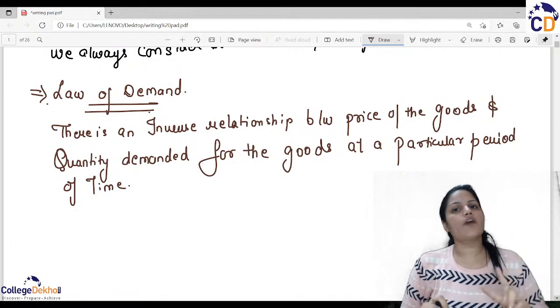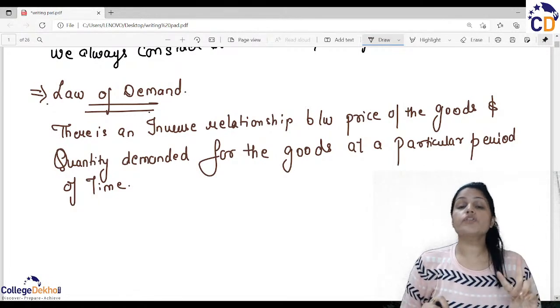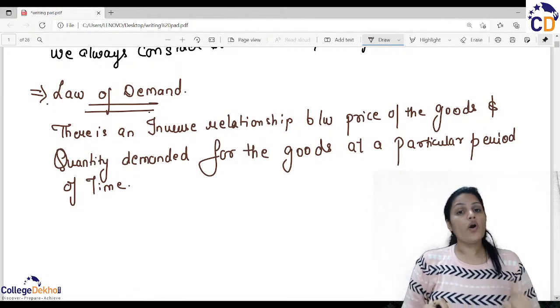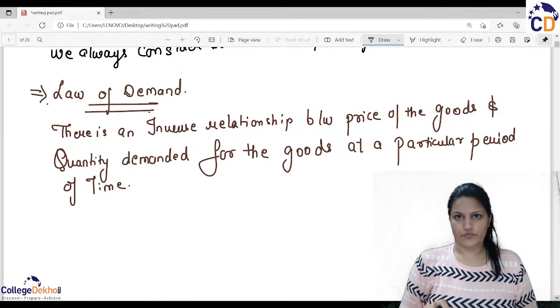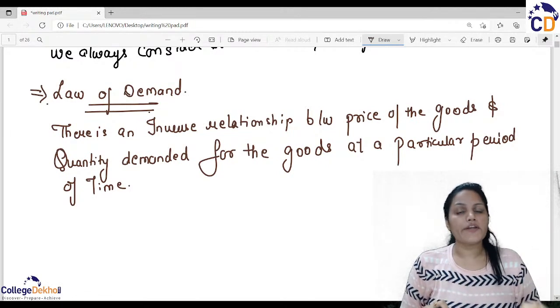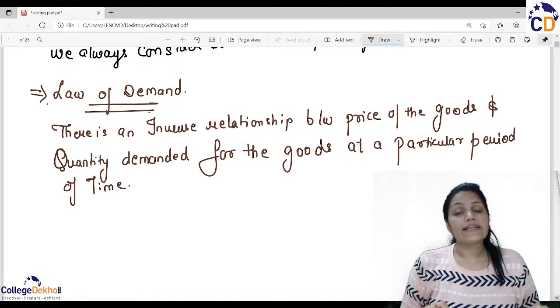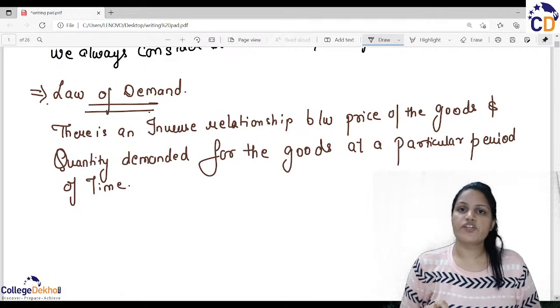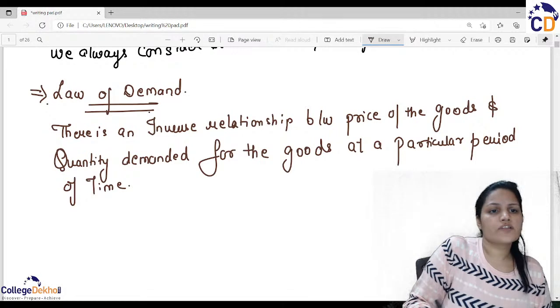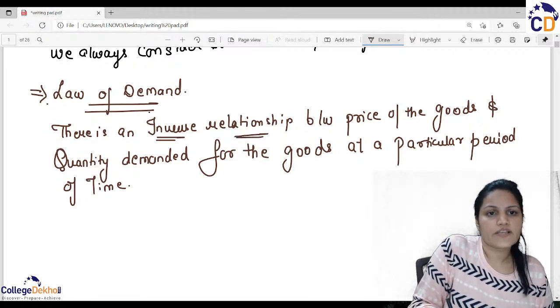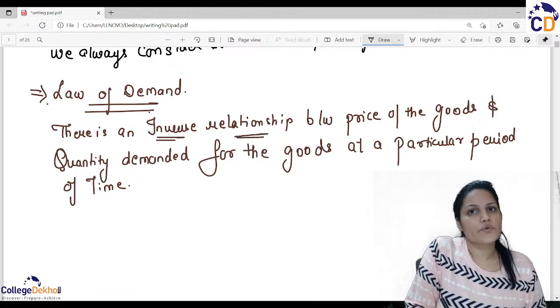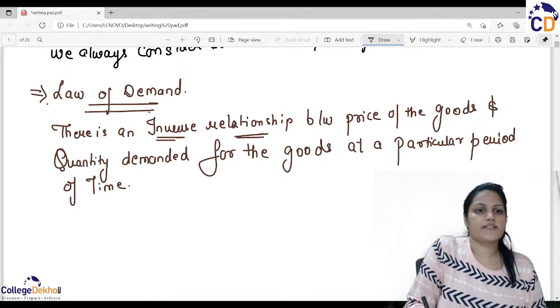Before half an hour and after half an hour, both situations are different. So at a particular period of time, at what time you are ready to purchase that item, what is its price, that is the only reason you will demand that thing. If the price is low, you will purchase more. If the price is high, you will purchase less. That is the only reason we say there is an inverse relationship between the price of the goods and the quantity demanded for the goods.